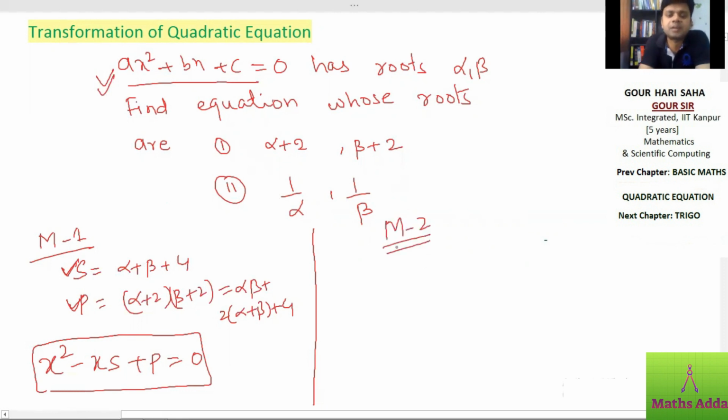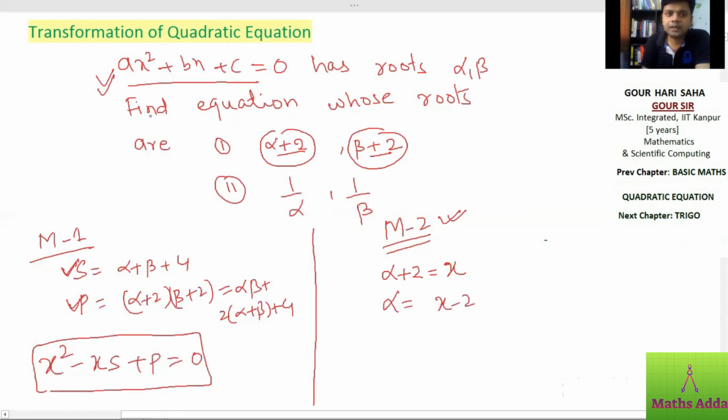The second method is the easier one. Easier means it's less time consuming, but this works only when the roots are in symmetric format. See, alpha plus 2 and beta plus 2, it's not beta plus 3. So alpha plus 2, beta plus 2, or 1 by alpha, 1 by beta, similar type of roots, then we can apply this method. What we do: alpha plus 2 is the new root, right? So I can say alpha plus 2 is equal to x, name this x, okay? So alpha is x minus 2.